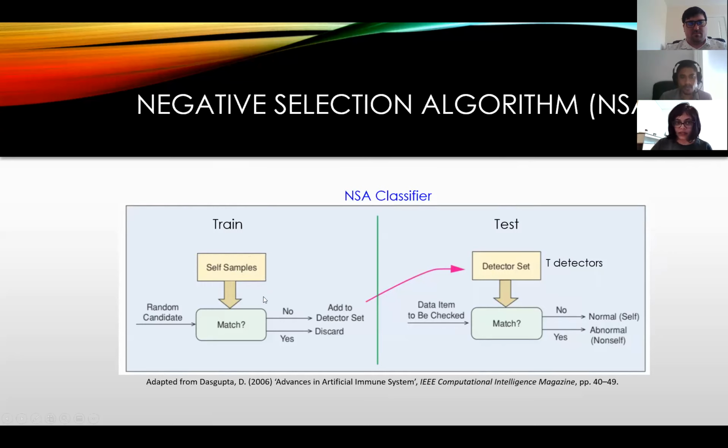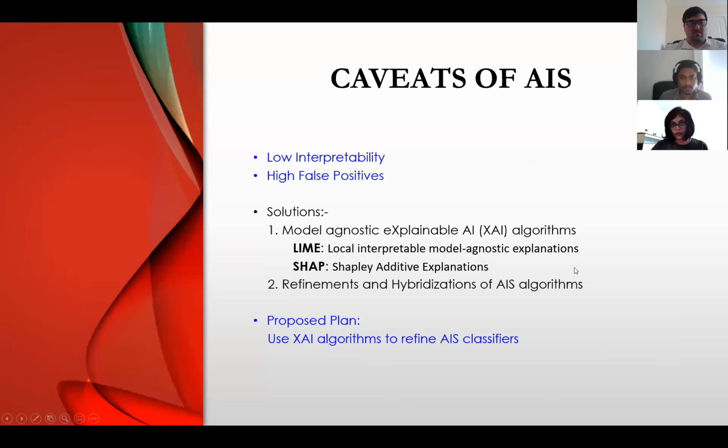Based on these, a set of detectors, which are called T detectors, are created. These T detectors do not match the self-samples, and hence these detectors can be used to identify the abnormal or non-self samples. Now, there are a couple of major caveats of artificial immune system algorithms, including the negative selection algorithm, and these are low interpretability and high false positive rates.